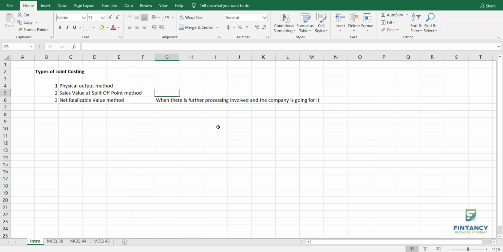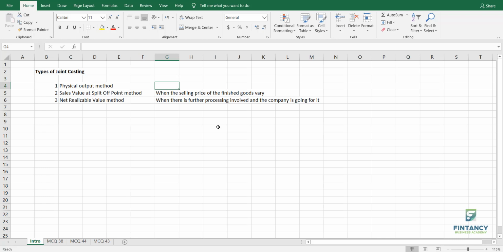When will you use the sales value at split off point? When the selling price of the finished goods, or partially finished goods, varies. Varies means it's different for each product. For example, it is $100 for one and $60 for the other. So this is a difference, you know.